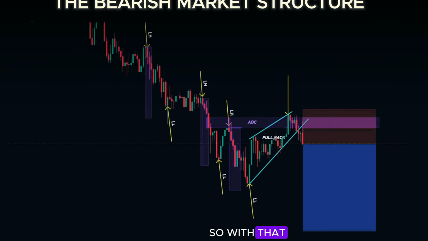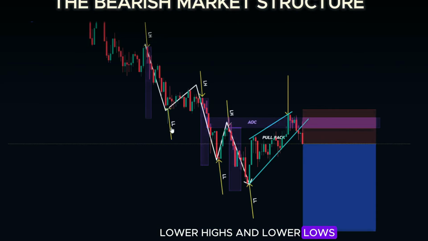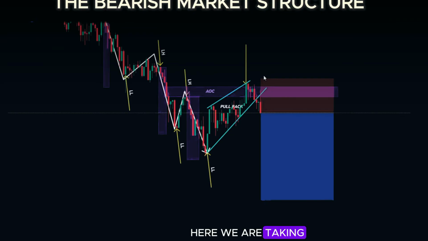So with that, we are trading in line with the current trend, which is our downtrend here, which is shown to you by this structure. You can clearly see the market is creating the lower highs and lower lows, which is a clear downtrend. So here we are taking our sell in line with our downtrend.